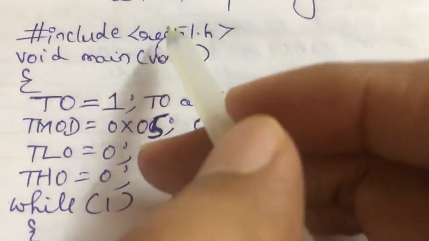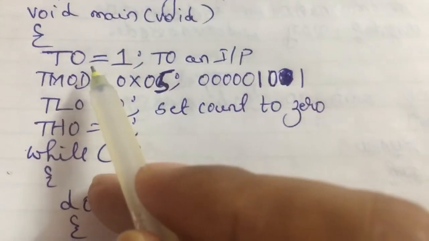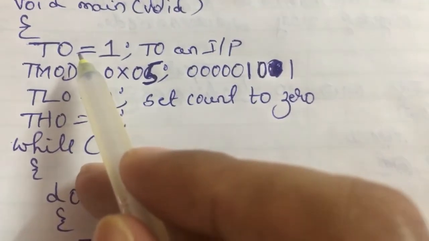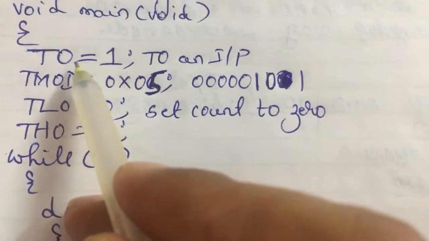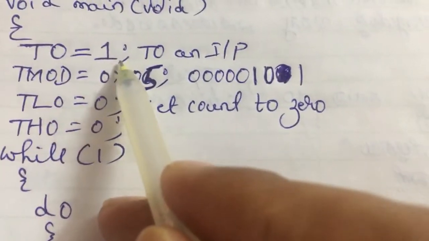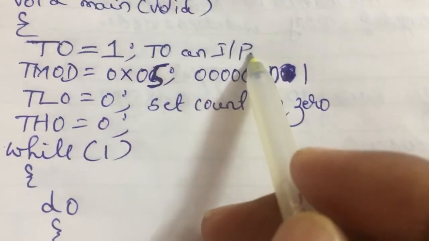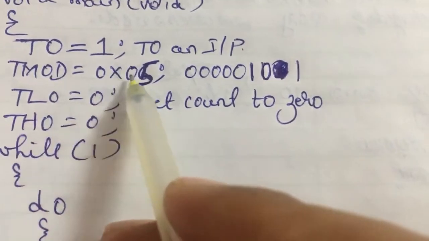So how do we start the program? Same as usual, as we have written the program for a timer: #include <REG51.h>, void main. First we need to make T0 an input pin. For that you can directly write T0 = 1 because it is an SFR. So T0 will be acting as an input pin. Next, give the value of TMOD, that is 0x05.